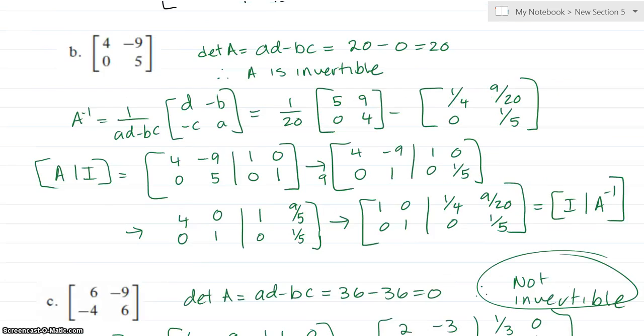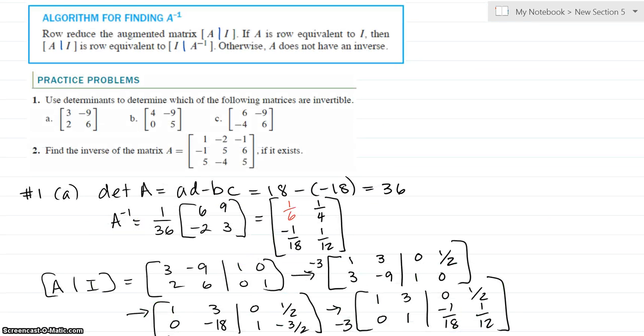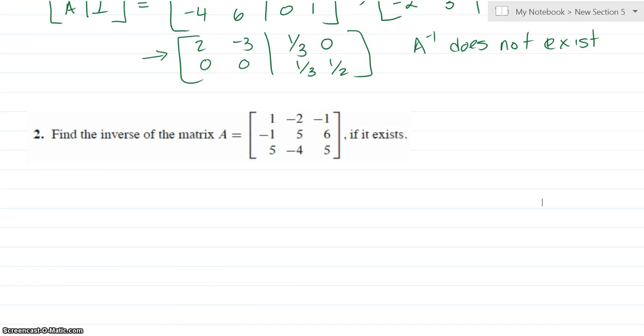So let's go ahead and do practice problem number 2. The only way you can do this one, you cannot use the formula, so you have to go for the algorithm. So I'm going to take A|I. I do not know if the inverse exists because I do not have a formula, so this is the only way I gotta go.